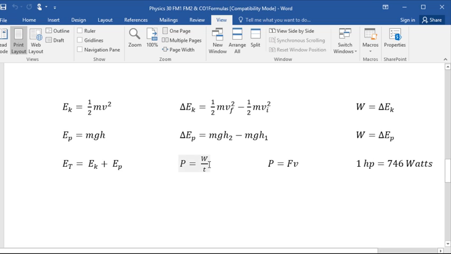And then we also had 2 power formulas here. If we know what the work done or change in energy is, we can take that divided by the time in seconds. That gives us power. Or if we're exerting a force on something and it's undergoing a certain velocity, that's another way we can figure out power. And of course, going from horsepower to watts and vice versa, 1 horsepower equals 746 watts.